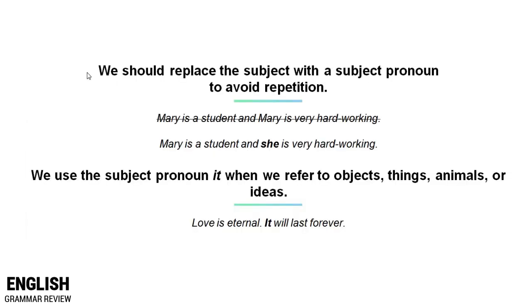Also, we should replace the subject with a subject pronoun to avoid repetition. For example, Mary is a student and Mary is very hardworking. The repetition of the proper noun Mary should be avoided. We should say something like, Mary is a student and she is very hardworking. She refers to Mary.